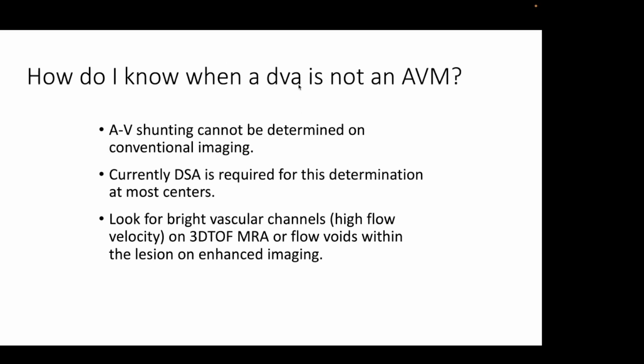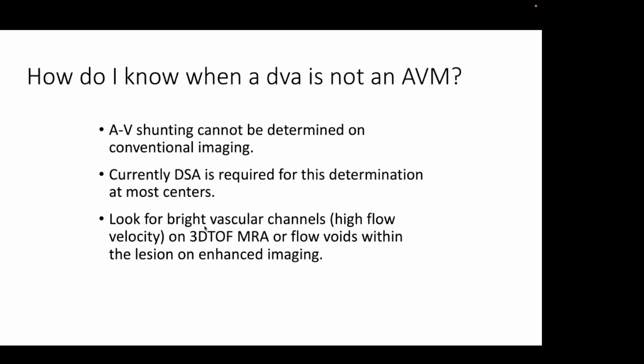So how do I know when I'm looking at a DVA and not an arteriovenous malformation? This is not a trivial question because you're going to see cases where it's an in-between look to it. So be aware that there's no non-invasive imaging that can establish the arteriovenous shunting that I showed you was a hallmark of the AVM. So if you want to firmly establish the diagnosis, you need to do DSA. But in many cases, you can establish the diagnosis with MRA.